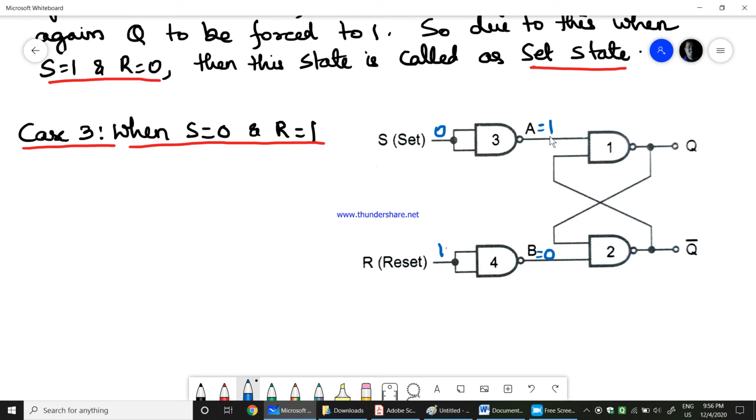Therefore, when A is 1 and we assume Q to be equal to 0, this 0 is given as the second input of NAND gate 2. That 0 will be NANDed with B equals 0. They both will be NANDed, and we know that when both are 0, you get 1 as Q bar. Now this 1 is given back to the input of NAND gate 1. Therefore 1 NANDed with 1 will again be 0. So when S is equal to 0 and R equals 1, the present state we assumed to be 0, and the next state we again got as 0.